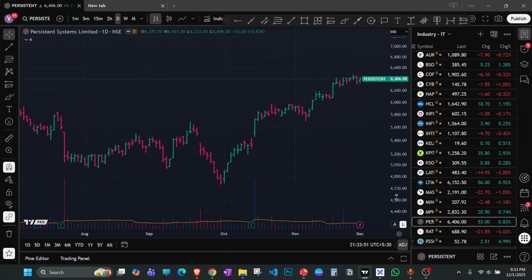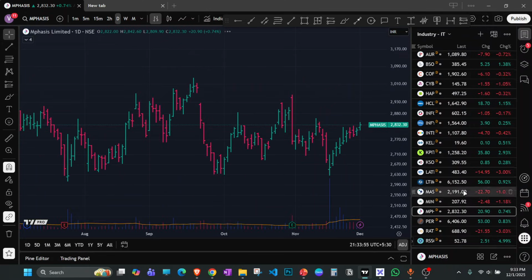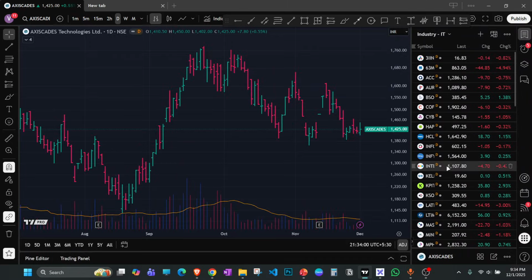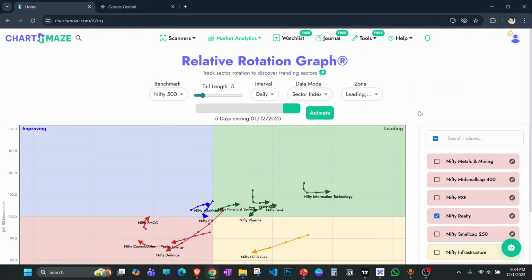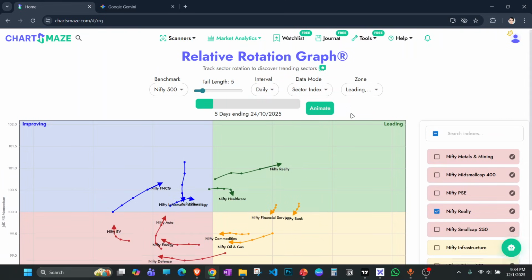You can look at Persistent, you can look at L&T, LTI Mindtree, right? You can look at Mphasis, you can look at TCS, Infosys, and all. Many of them have started to improve. And another interesting feature is that you can look at the performance of the sectors on a particular date for a 1 month period, right?